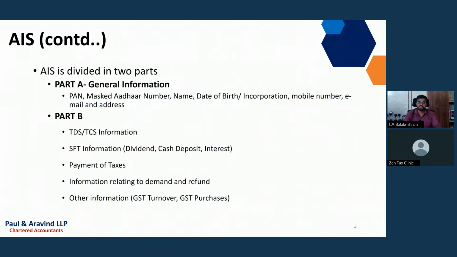And other information such as GST turnover and GST purchases. GST turnover is based on GSTR-3B and GST purchases are based on our suppliers' GSTR-1. It will also get reflected in AIS. This should be matched with our financials. We will discuss that at a later point of time.